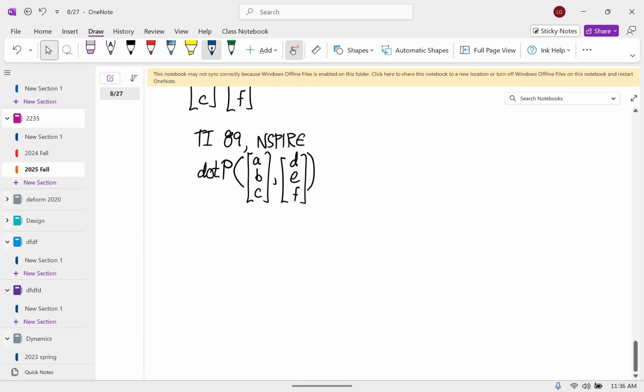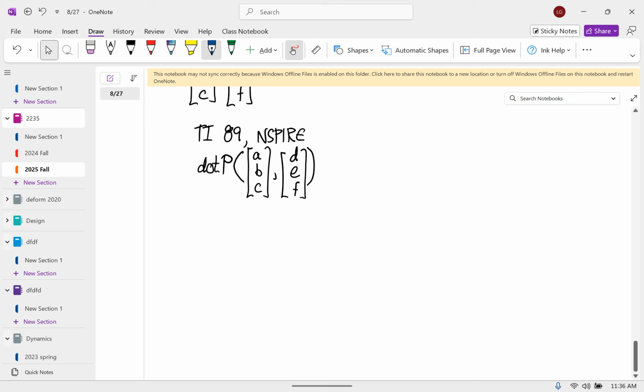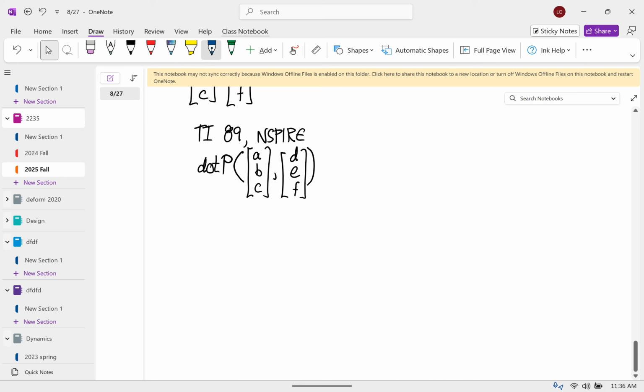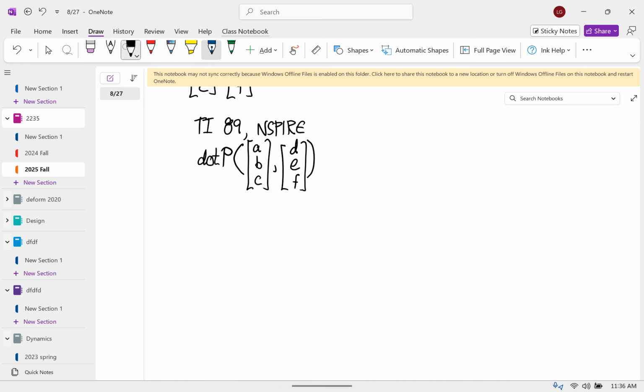And the second one, my computer every once in a while doesn't recognize the pen for a second. Okay, so the second one is the cross product. This is the one we're going to use all the time. You sometimes see this referred to as the vector product, or the outer product.